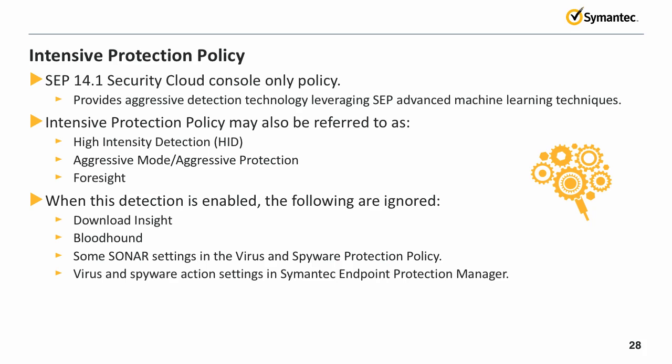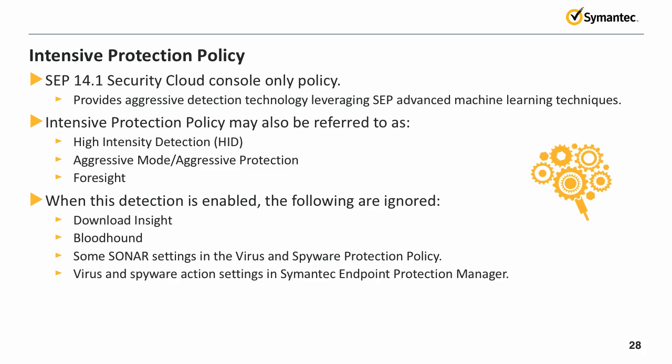Intensive Protection Policy may also be referred to as High Intensity Detection or HIDs, Aggressive Mode or Aggressive Protection, or Foresight, due to the technologies and policy group naming conventions being used in the Security Cloud Console. When using this policy, Symantec classifies files based on their reputation, behavior, and prevalence using advanced machine learning.